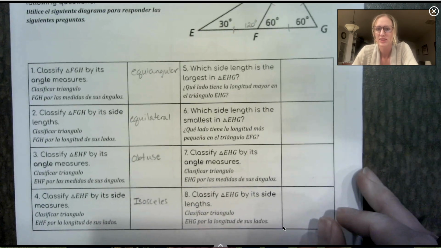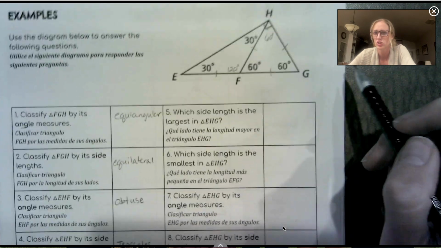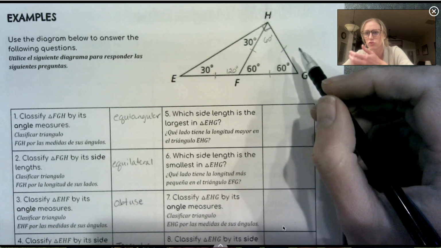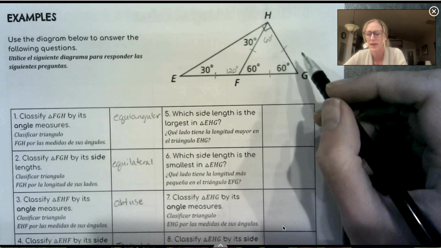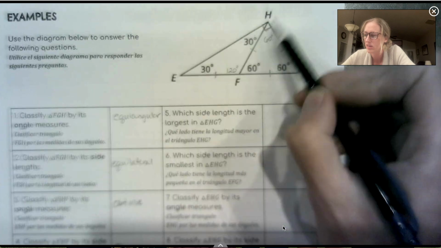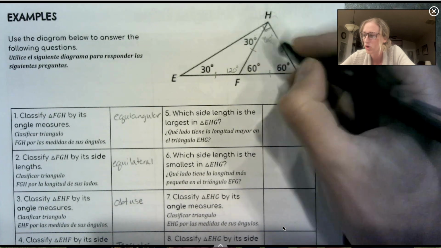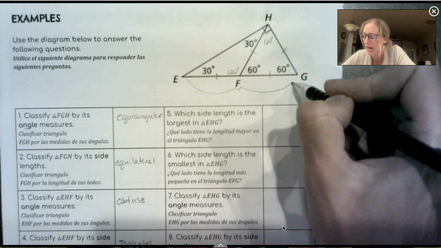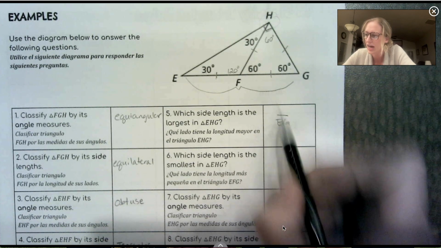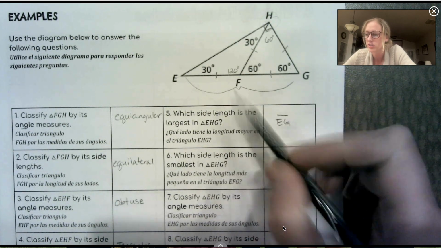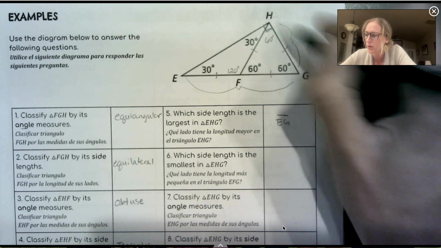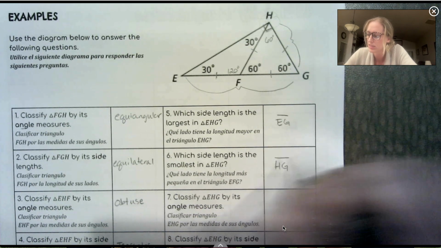All right, which side length is the largest in EHG? So now we're looking at the big triangle. Okay, so we kind of know this from Pythagorean theorem, but the longest side is always across from the biggest angle. So the smallest side is across from the smallest angle. So in this triangle, I have a 30, 60, and 90. So 90 is the biggest angle. So across from 90 is this side. So EG is the longest side of this triangle. Which side is the smallest? So if 30 was the smallest angle, across from 30 is this side. So H to G is the smallest side.